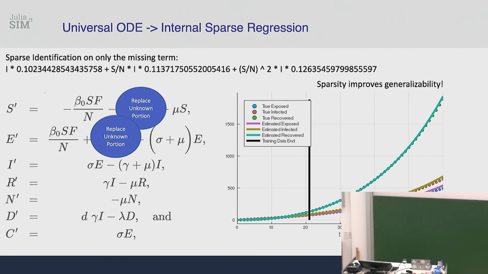You can do things like, with explainable machine learning, you can ask it questions, you can do global sensitivity analysis.